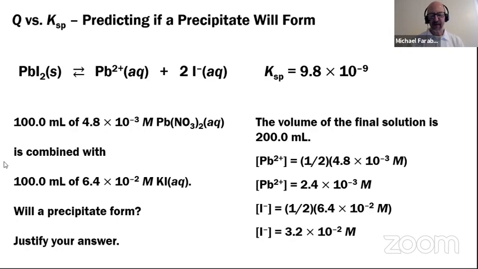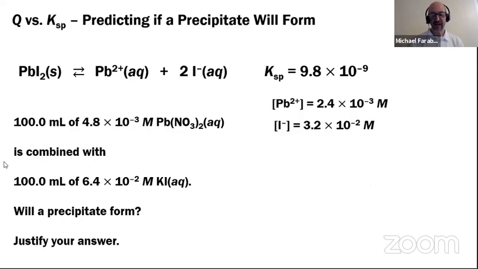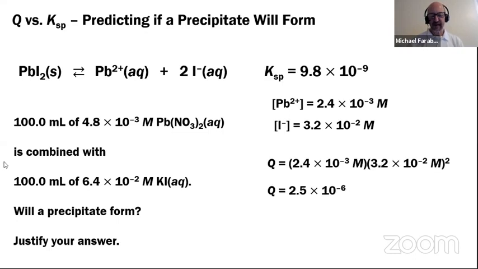So we've done that math. Let's plug in these numbers for the concentration of lead and the concentration of iodide into the KSP expression. That's lead times the iodide squared. And it looks like 2.5 times 10 to the negative 6 is our numerical answer, which is greater than the KSP. So yes, a precipitate does form.